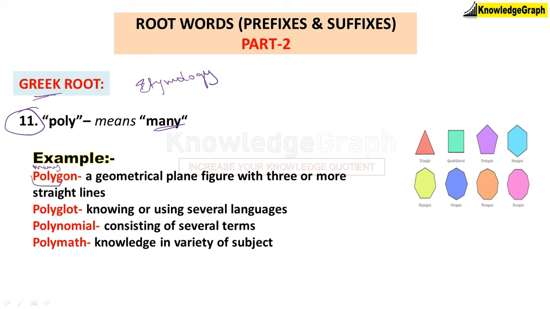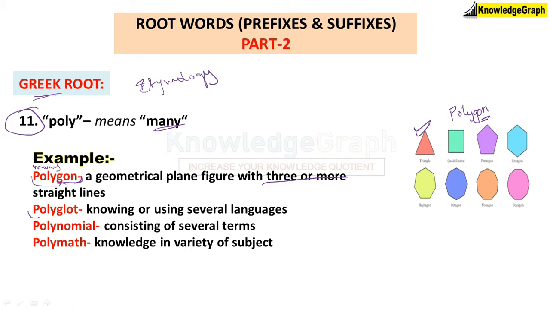Poly means many, and gon is basically related to angle or something like that. So polygon is a geometrical figure with 3 or more straight lines. As you can see in these figures, these are all polygons because they have 3 or more sides, whether it's a triangle, quadrilateral, pentagon, and so on.